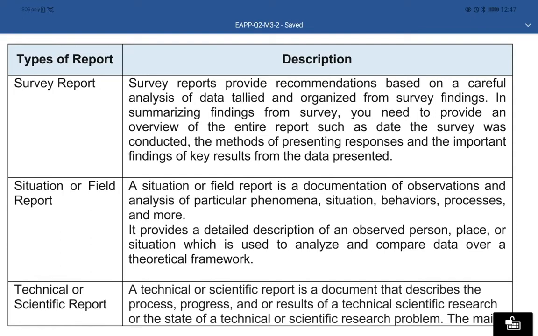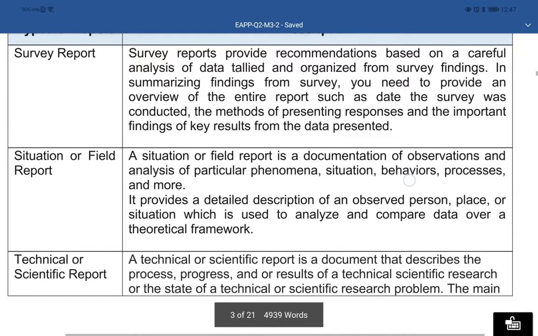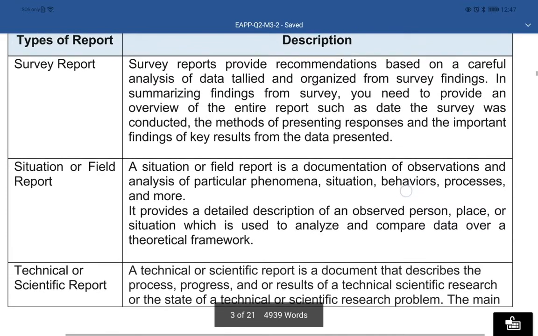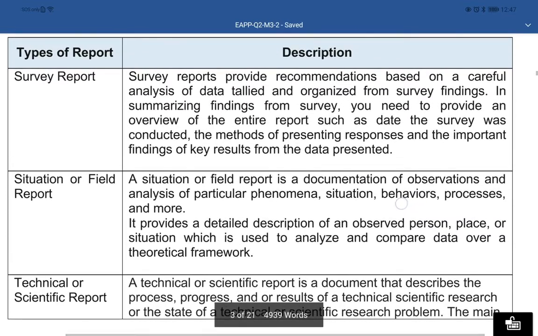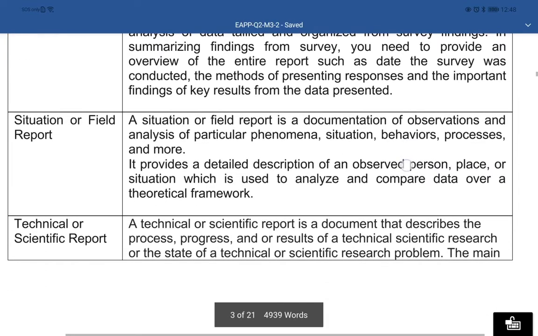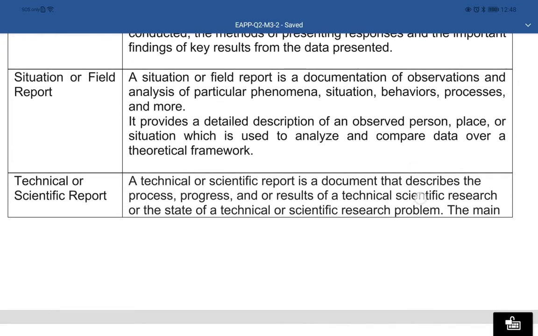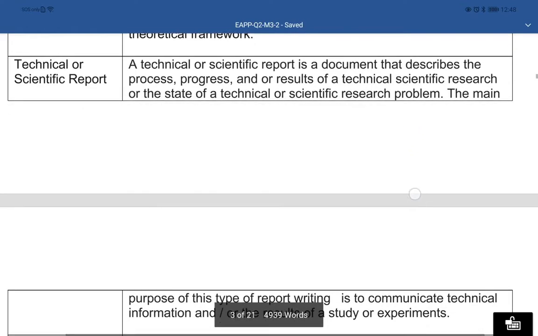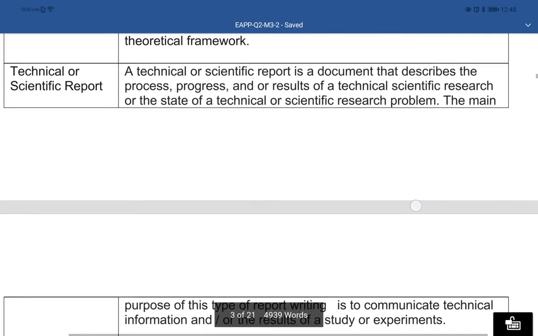Okay? Again, kapag survey report, the information you're presenting are based from the results of a survey. I'm so sorry. My throat is very itchy right now. Okay, the second one, again, is situation or field report, which is all about narrating what happened, what happens, and what will happen in a situation, okay? Or in a place or about a person.